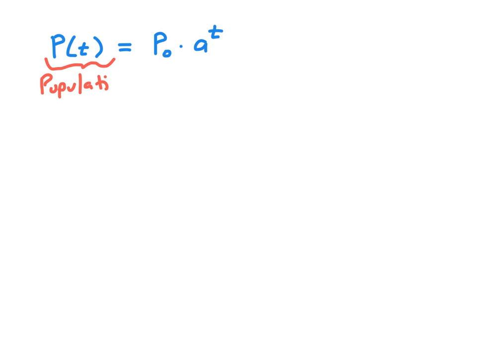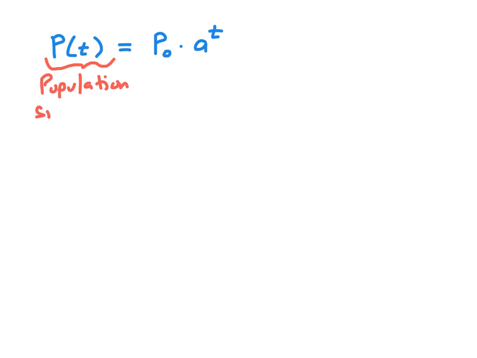To model exponential growth, we're going to start with a standard exponential function, something like P of t equals P sub 0 times a to the t. This is an exponential because our variable t is in the exponent of our expression. P of t here will represent the population size at time t.